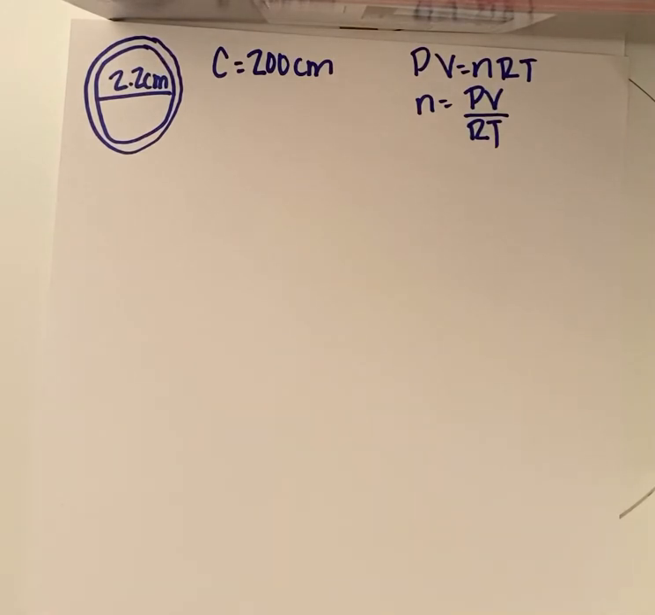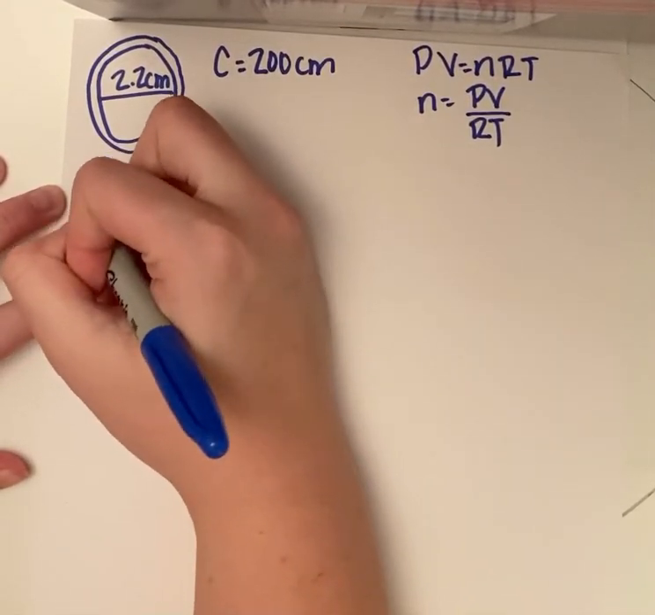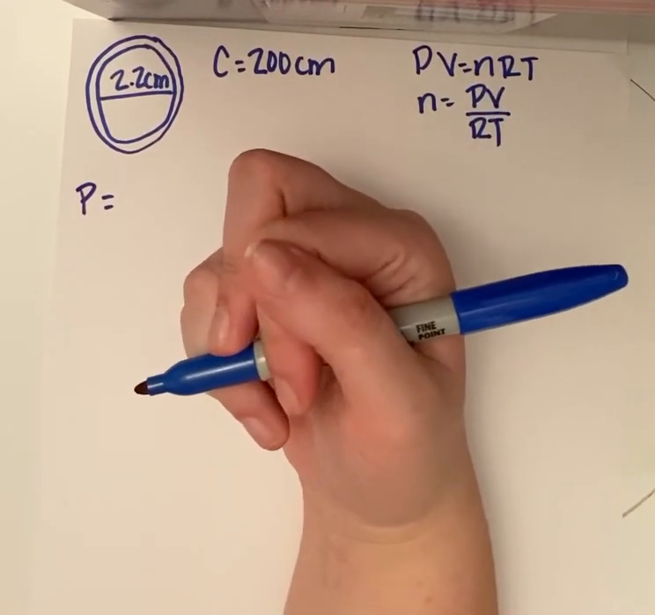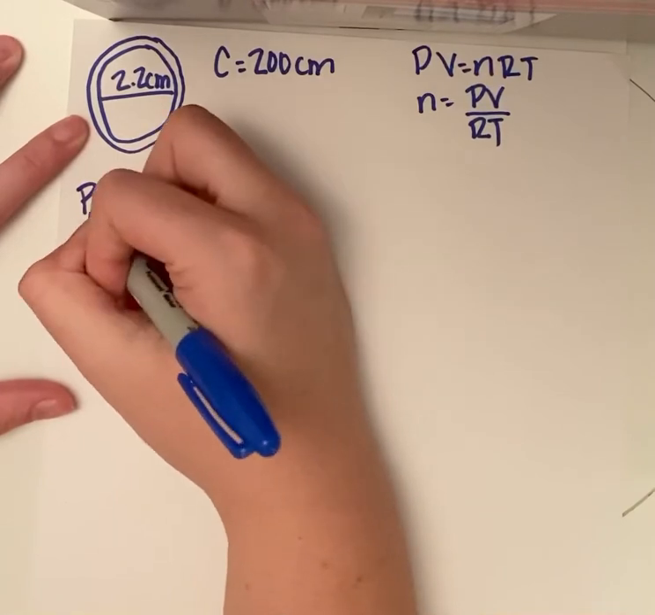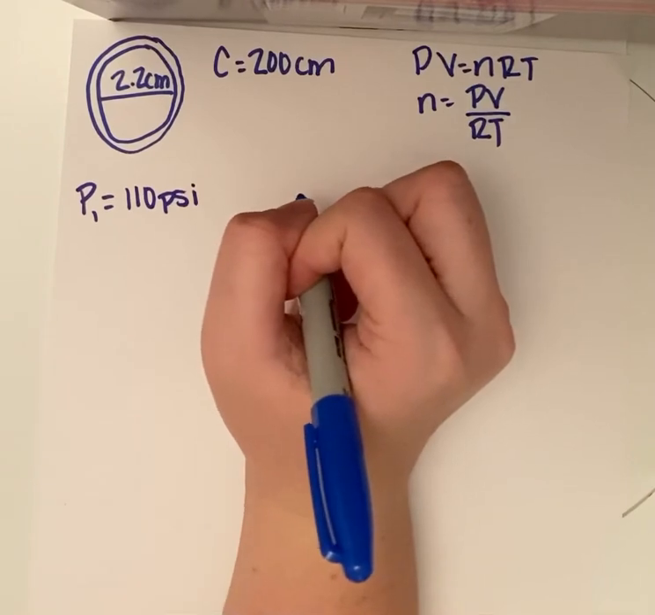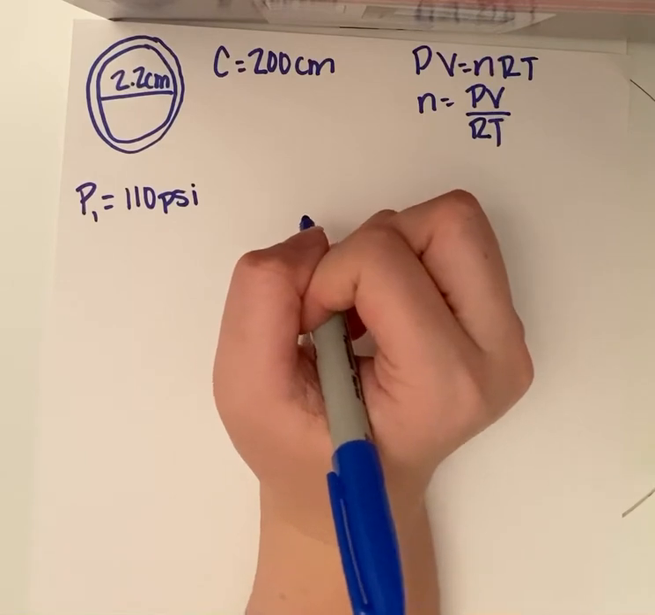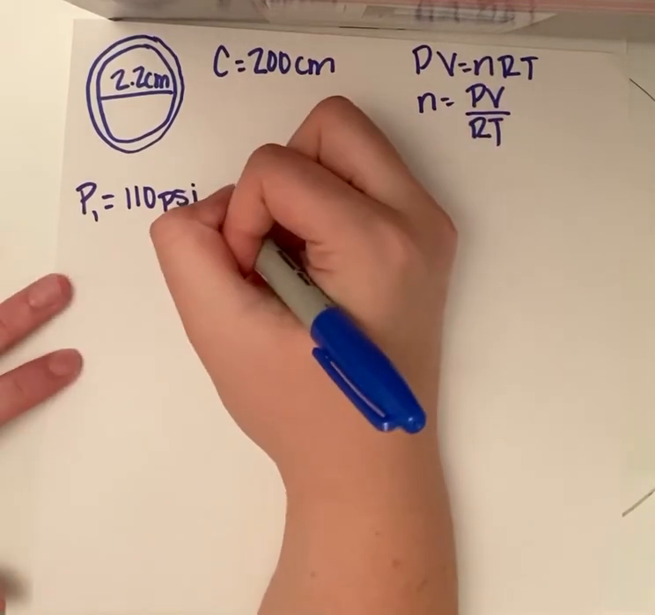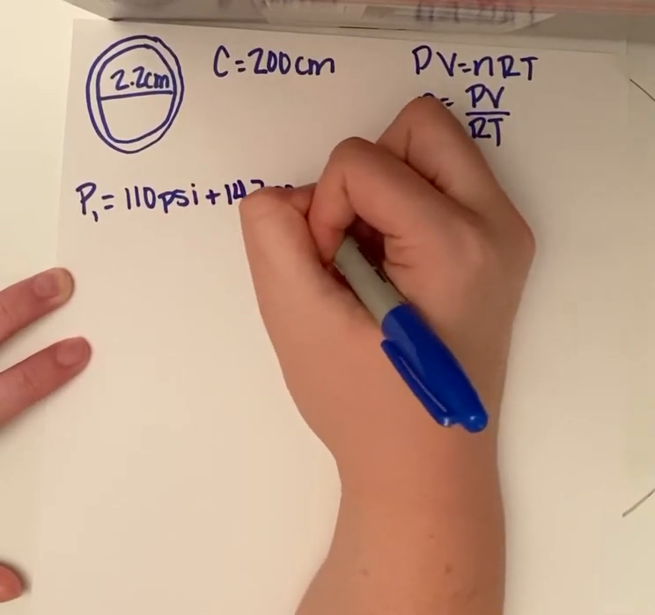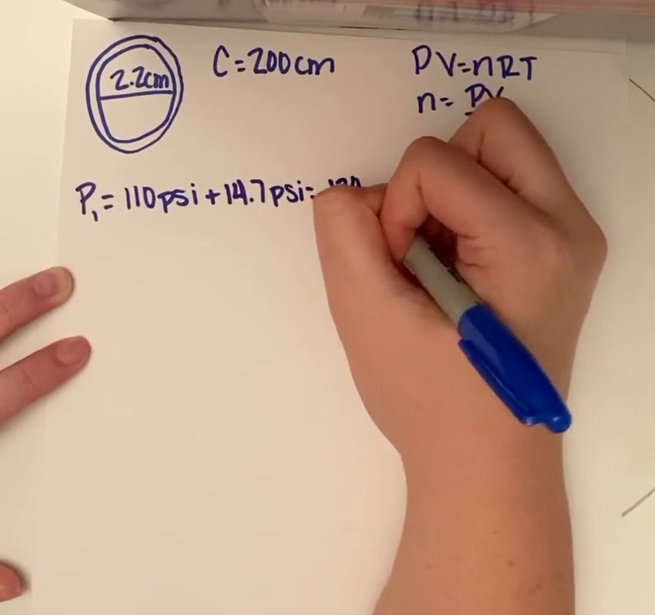So in order to find absolute pressure, we can use the formula, which is just where the absolute pressure is equal to the initial pressure. So initially it was 110 psi. And then we want to add the atmospheric pressure from the outside so that we can get the total pressure that is acting on the system. So that is approximately 14.7 psi at sea level. So that gives us 124.7.